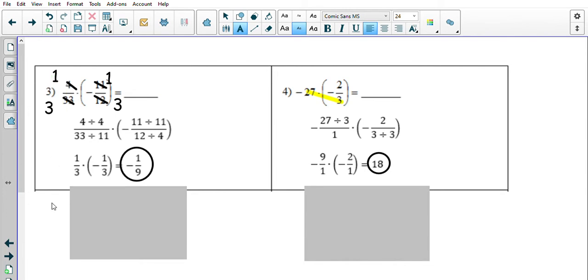1 times 1 is 1. 3 times 3 is 9. And a positive times a negative is a negative. So just be careful with that. Cross reducing is going to make life a lot simpler for you. I do suggest showing it the way I have it here, but if you feel really confident and you want to do this shortcut, that's fine too.